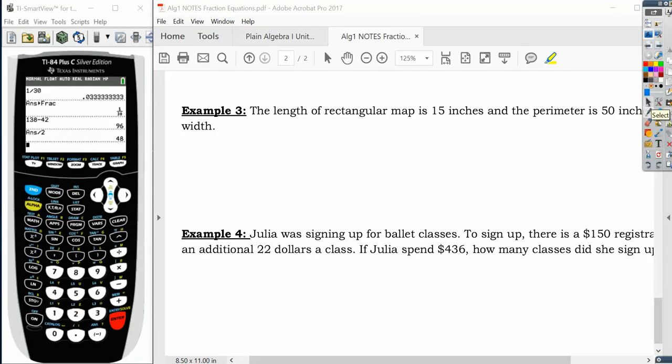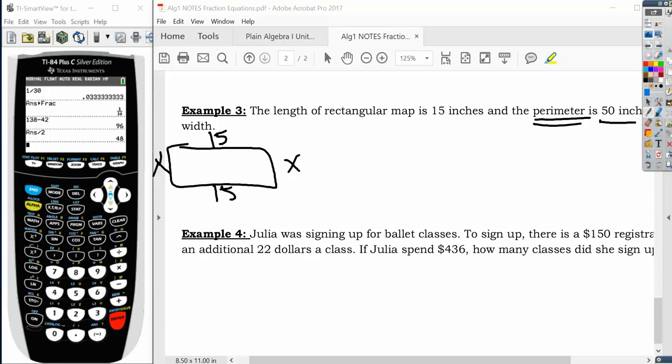So the width of the rectangular map is 15 inches, and the perimeter is 50 inches. Find the width. So I'm going to draw a picture, and it says my rectangle is 15, so that's my length. And it says find the width. So that's X and that's X. It says the perimeter is 50. So how do I find the perimeter? Well, I add up all the sides. So 15 plus X plus 15 plus X has to equal 50.